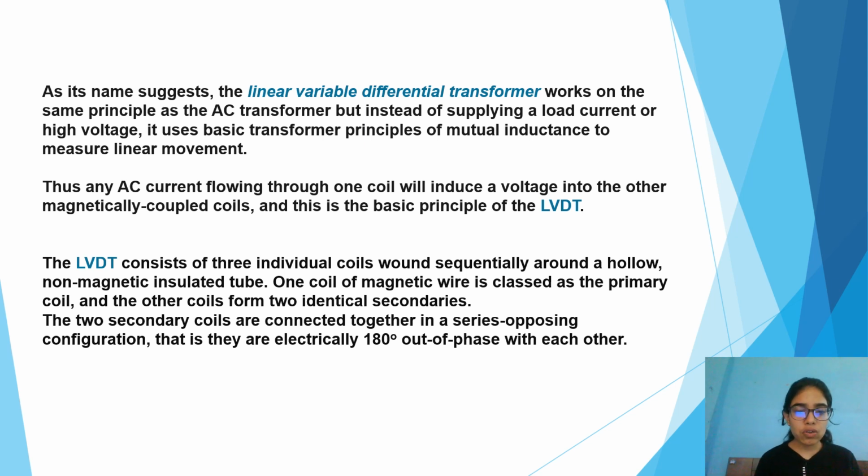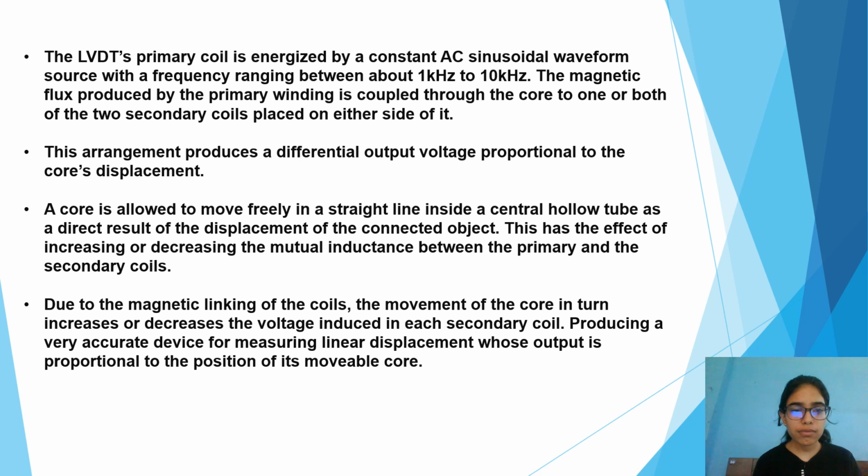The LVDT consists of three individual coils wound sequentially around a hollow, non-magnetic insulated tube. One coil of magnetic wire is classed as the primary coil, and the other coils form two identical secondaries. The two secondary coils are connected together in a series opposing configuration, that is, they are electrically 180 degrees out of phase with each other. The LVDT's primary coil is energized by a constant AC source with a frequency ranging between about 1 kHz to 10 kHz.